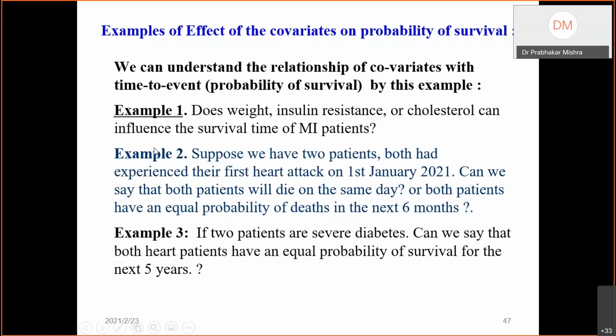Similarly, suppose we have two patients, both had experienced their first heart attack on 1st January 2021. This is one of the questions: can we say that both patients will die on the same day, or both patients have an equal probability of death in the next 6 months? Both patients' first attack was on 1st January 2021. It means we can't say the next heart attack or survival probability is exactly 6 months for both.